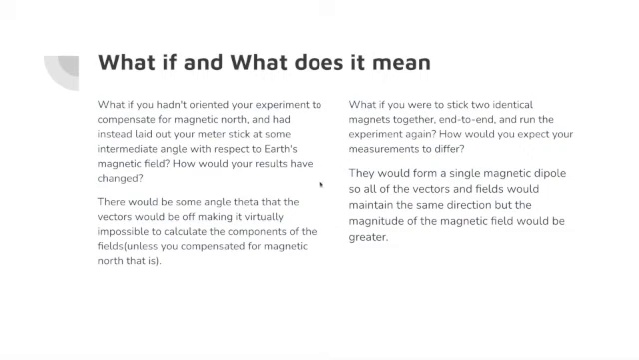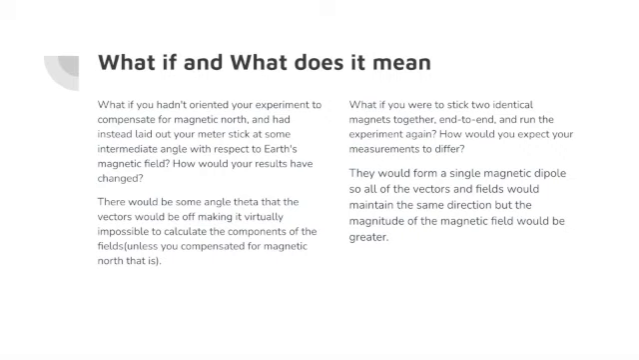What if, and what does it mean? What if you hadn't oriented your experiment to compensate for magnetic north and instead laid your meter stick at some intermediate angle with respect to Earth's magnetic field? How would your results have changed? There would be some angle theta that the vectors would be off, making it virtually impossible to calculate the components of the magnetic field unless you compensated for the magnetic north.